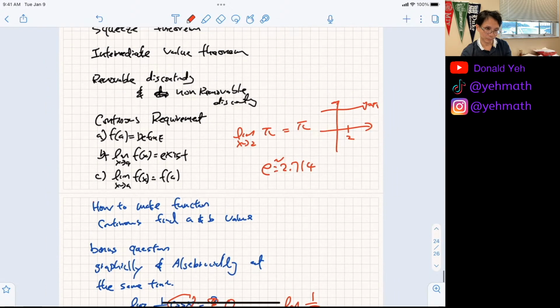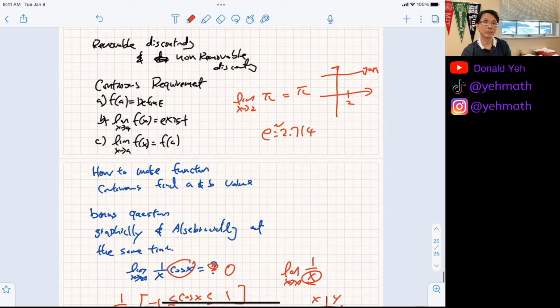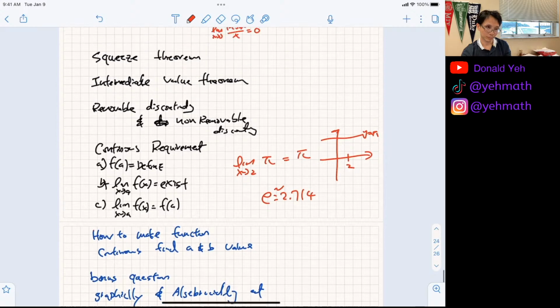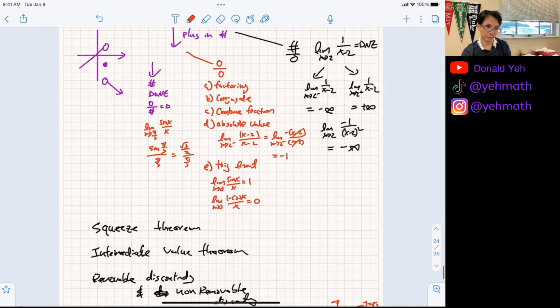Like 1 over x minus 2: because you reach both ends, one side goes to infinity and one goes to negative infinity. It says left or right.